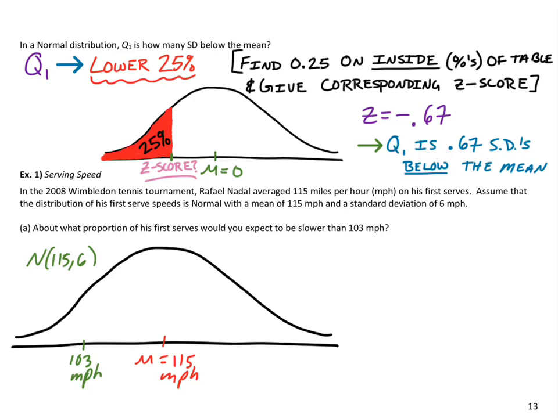What's special about 103, by the way? Yeah, it's 2 standard deviations away. 2 standard deviations below the mean, right? So to find this proportion, we need to know the z-score for 103, and I'll just go straight up here, this boundary, everything below that. He's having a bad day, so all this stuff. So what's the z-score for 103?